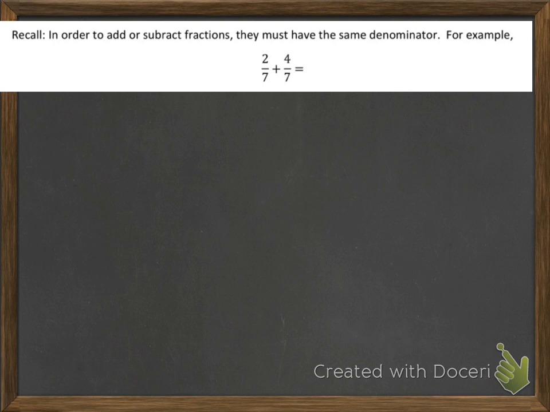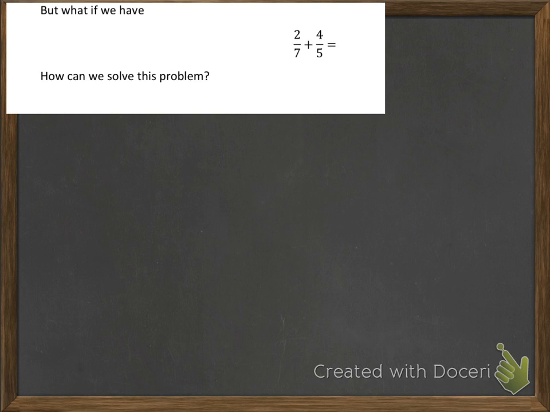Let's take the example of 2 sevenths plus 4 sevenths. Well, what we can do is add the 2 and the 4 together, and we get 6 over 7. But what if we didn't have the same denominator? Let's look at another example. What if we had 2 sevenths plus 4 fifths?